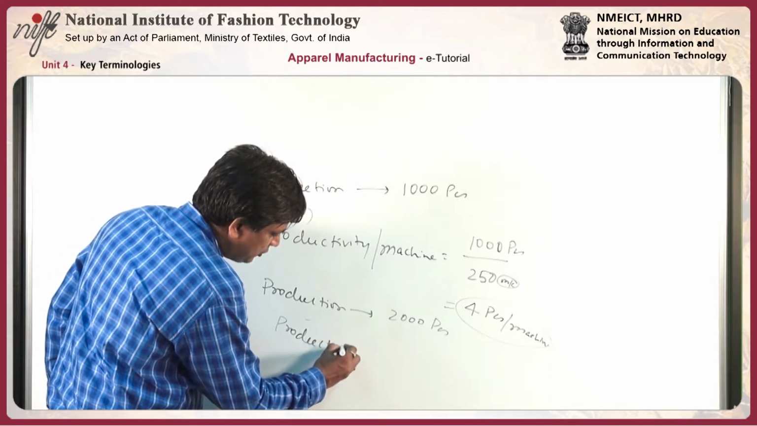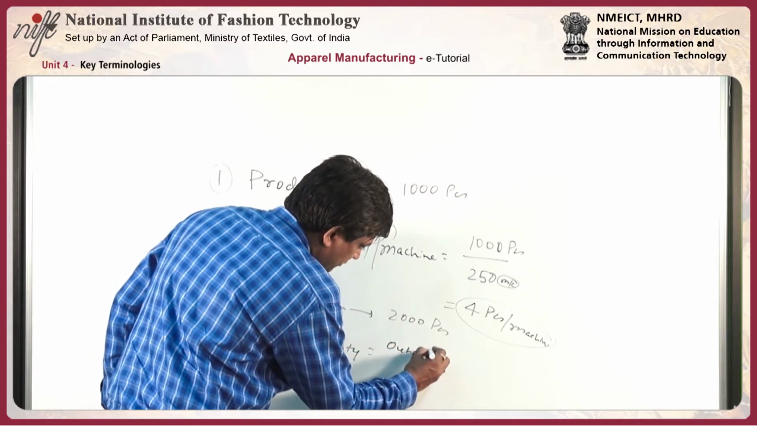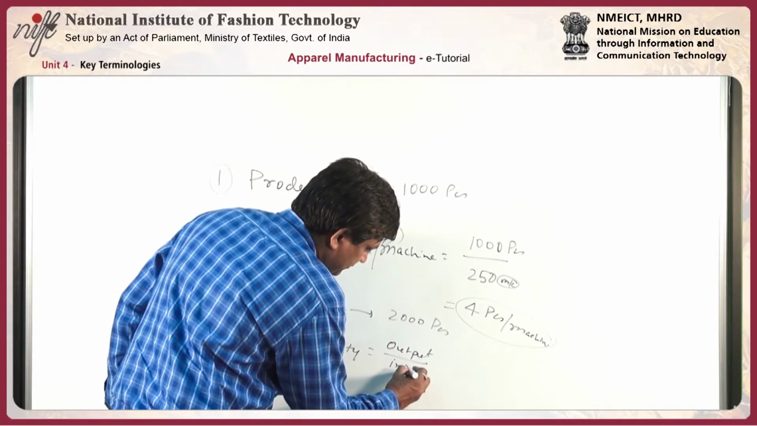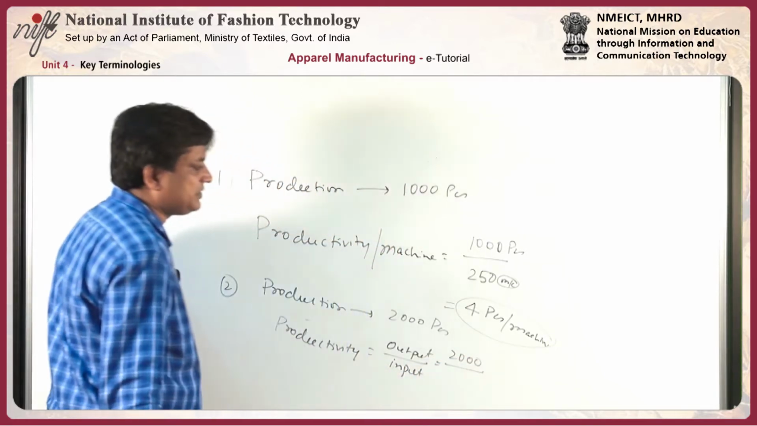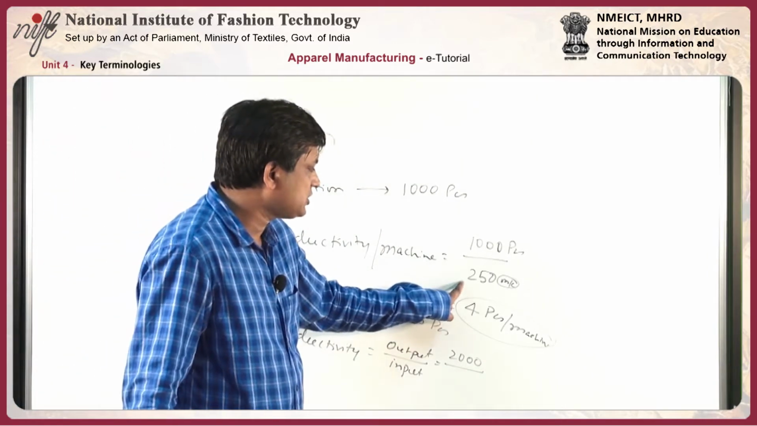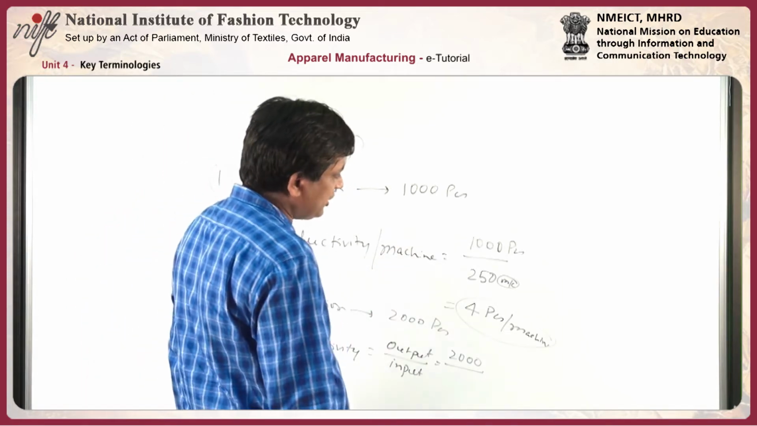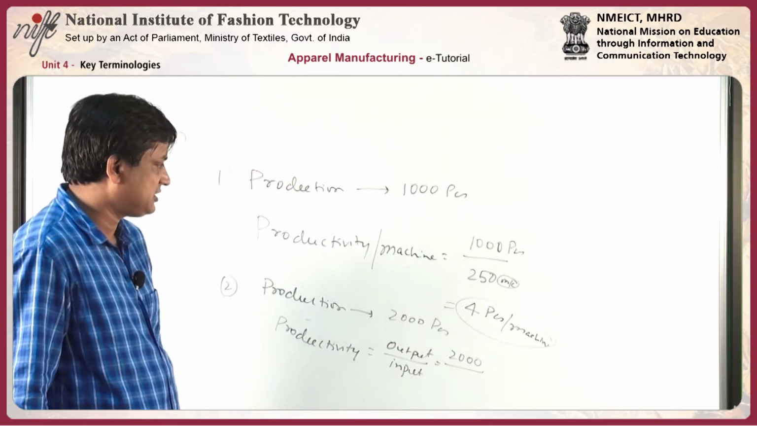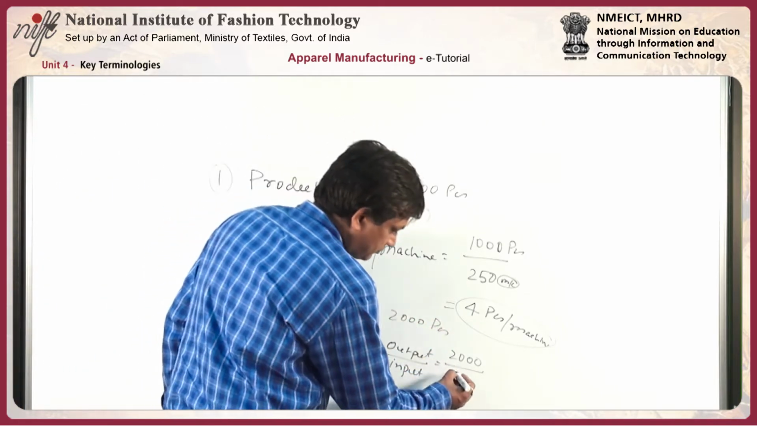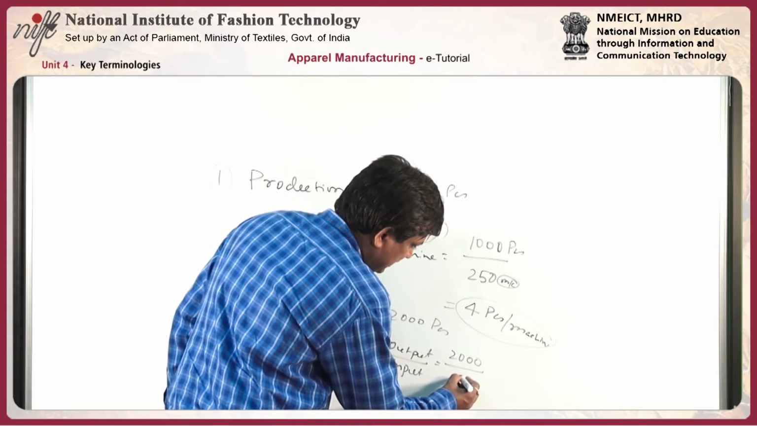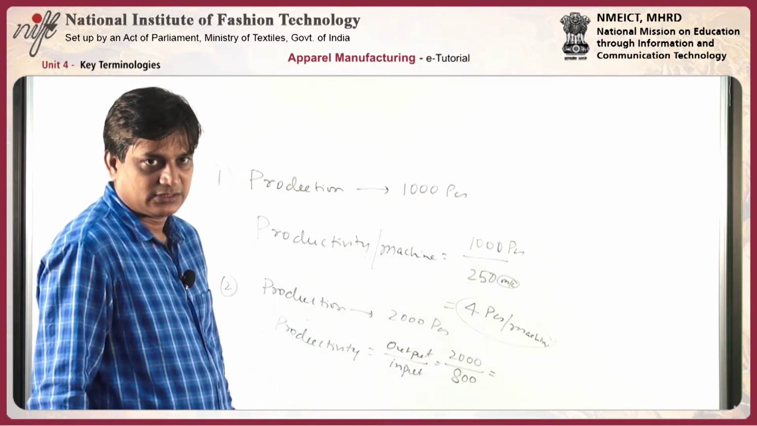Again we are taking the example of input as the machine itself. The formula is output divided by input. So output has increased, the new output is 2000 pieces, and we are using more machines now. In place of the 250 machines we were using earlier, suppose we are using 800 machines for the production of 2000 pieces.